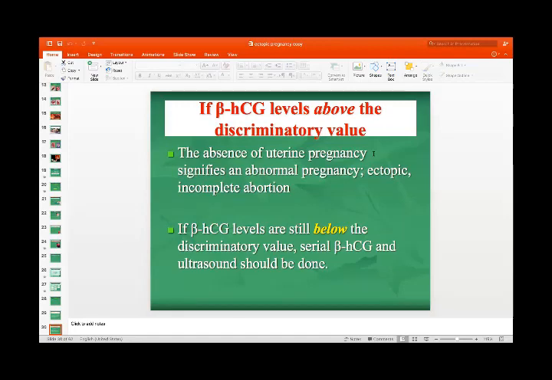If the beta HCG level is above the discriminatory value and there is absence of uterine pregnancy, it signifies an abnormal pregnancy, ectopic or incomplete miscarriage. And if the beta HCG levels are below the discriminatory value, serial beta HCG and ultrasound should be done to reach the diagnosis. So if it is high and there is no intrauterine pregnancy, it could be ectopic or it could be incomplete miscarriage. If it is below the discriminatory level, we have to do serial beta HCG levels and ultrasound to reach the diagnosis.